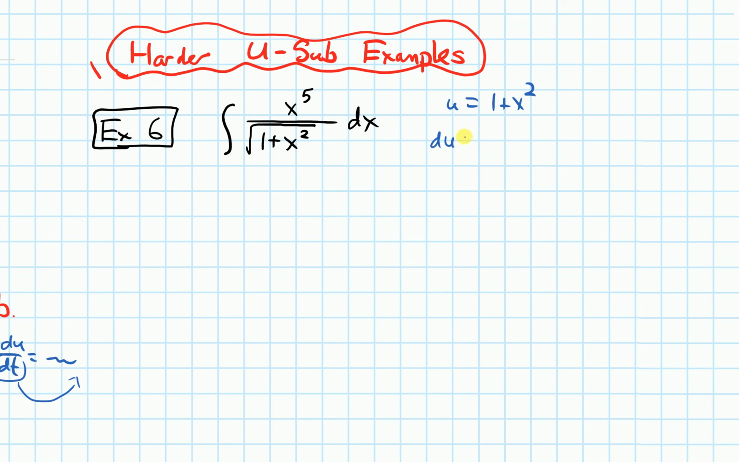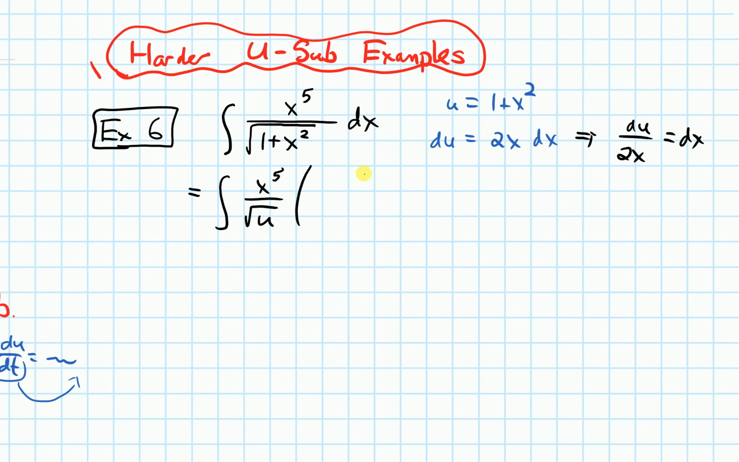So if I do the derivative, and I write du, the derivative on the other side would be 2x. Got to make sure I write that dx. And then let's isolate that dx. We'd get du over 2x equals dx. And now let's try to substitute. So we'll get the integral of x to the 5 over square root of u times dx. And dx is du over 2x.